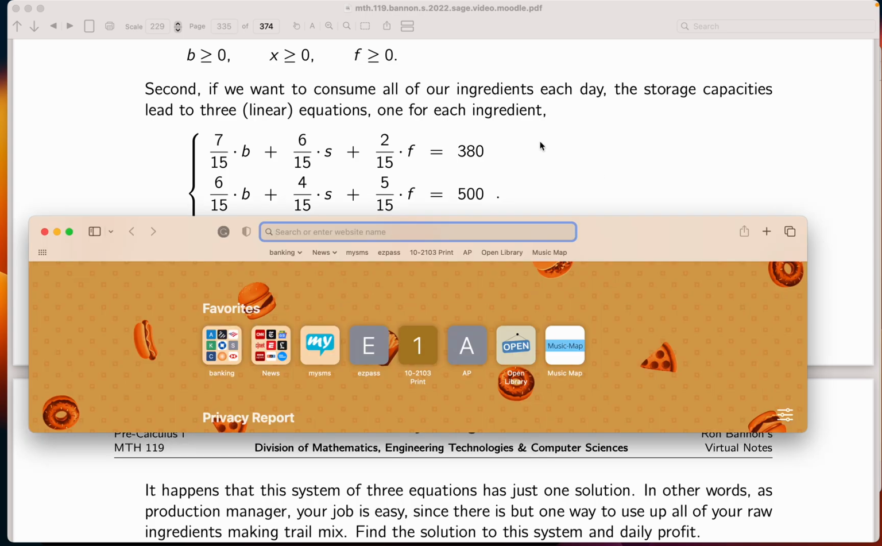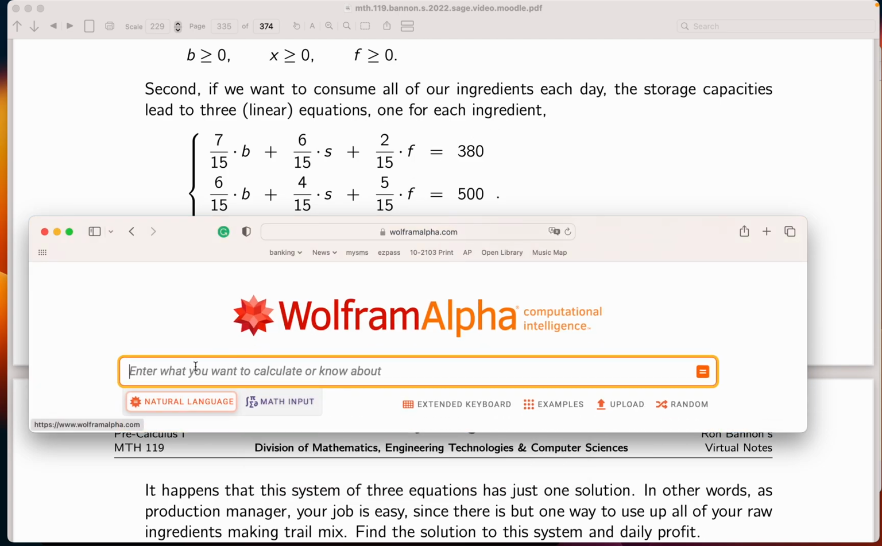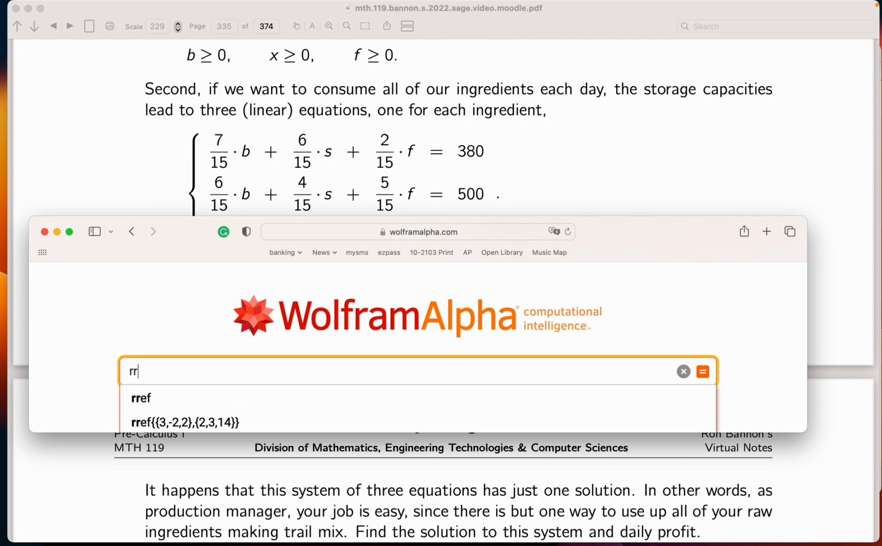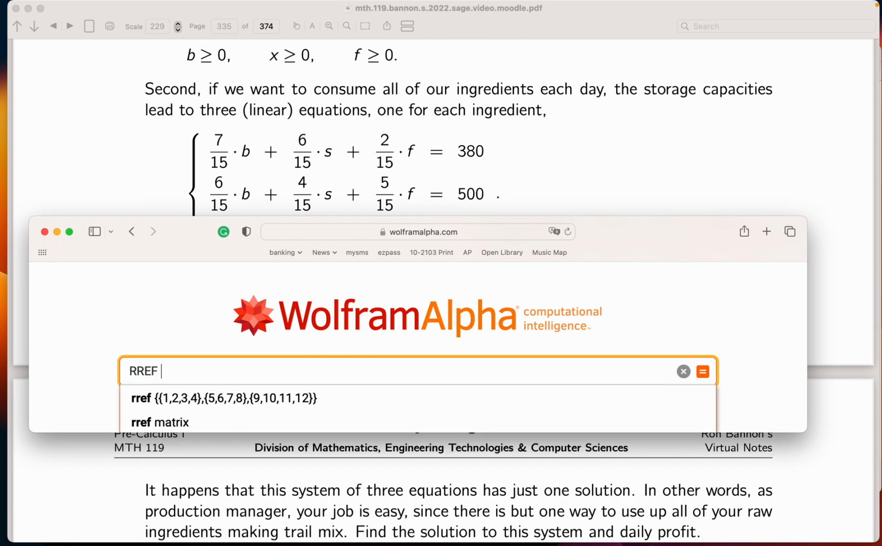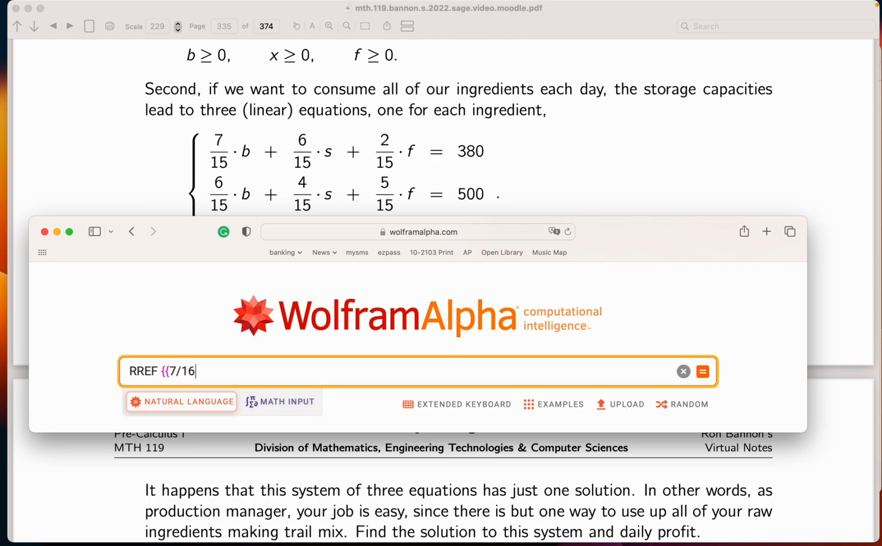All right, so let me go to Wolfram Alpha again. It's a good product to know about. And I'm going to do reduced row echelon form. Whoops, I have to type that with uppercase letters because it's correcting my spelling. And I'm going to put down the matrix now, an augmented matrix. The first row is 7 divided by 16, comma, 6 divided by 15, comma, 2 divided by 15, comma, 380.